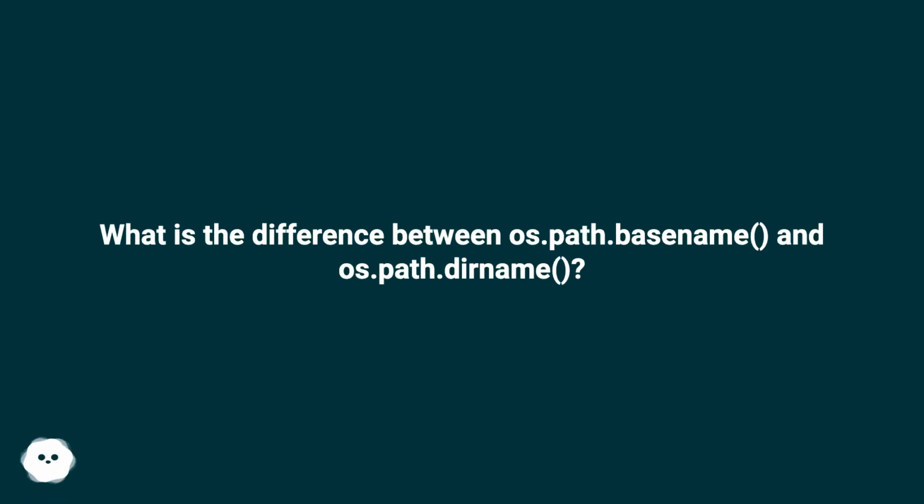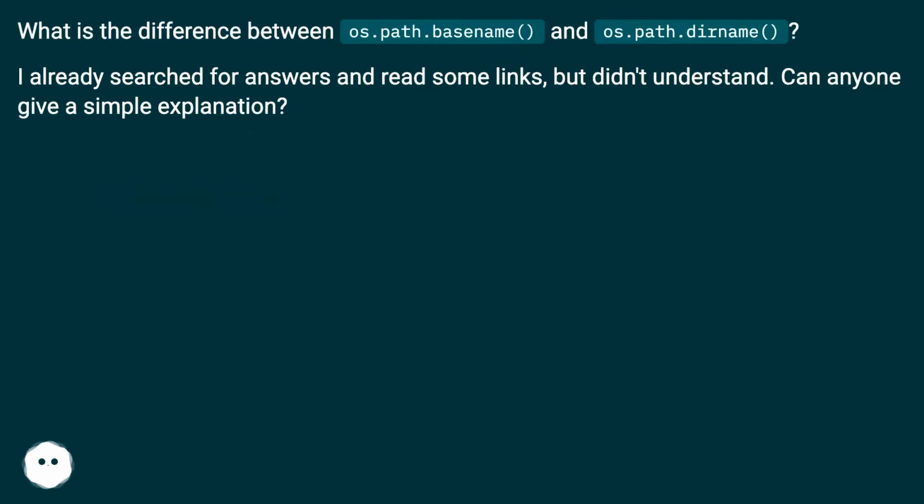What is the difference between os.path.basename and os.path.dirname? I already searched for answers and read some links, but didn't understand. Can anyone give a simple explanation?